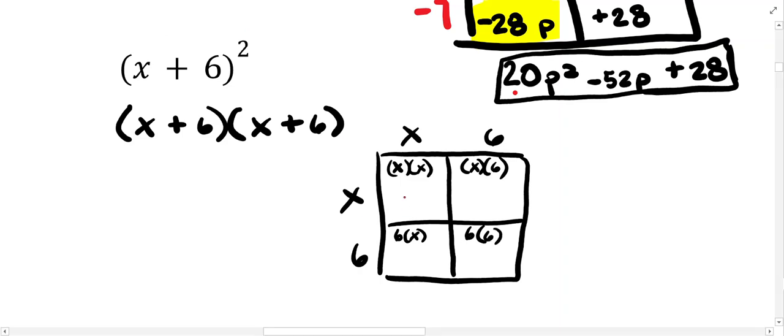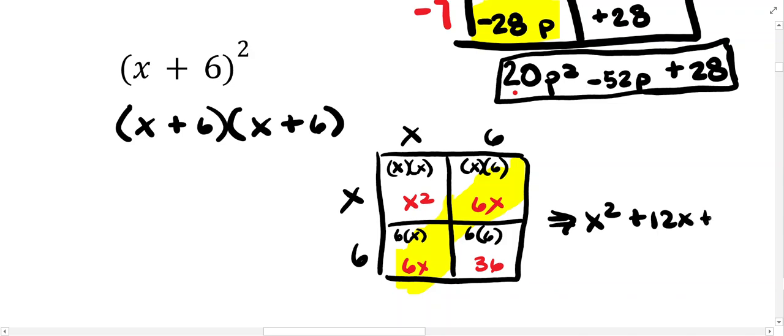Okie dokie. So this is x squared. x times 6 is 6x. 6 times x is also 6x. And 6 times 6 is 36. The like terms are going to be those two. And your final answer will be x squared, 6 plus 6 is 12, so plus 12x plus 36.